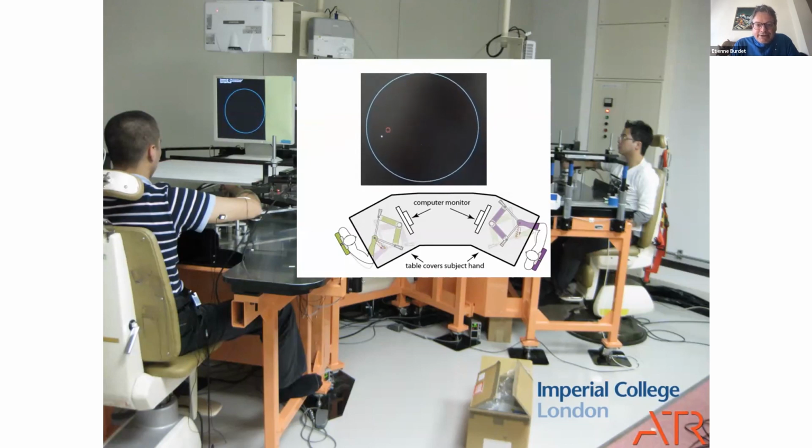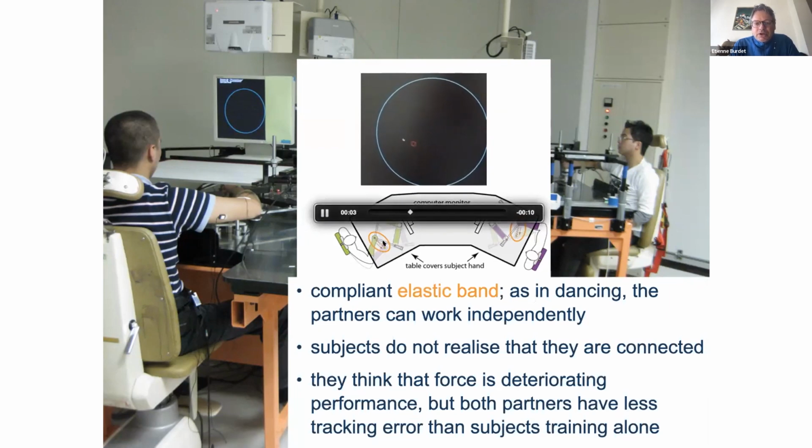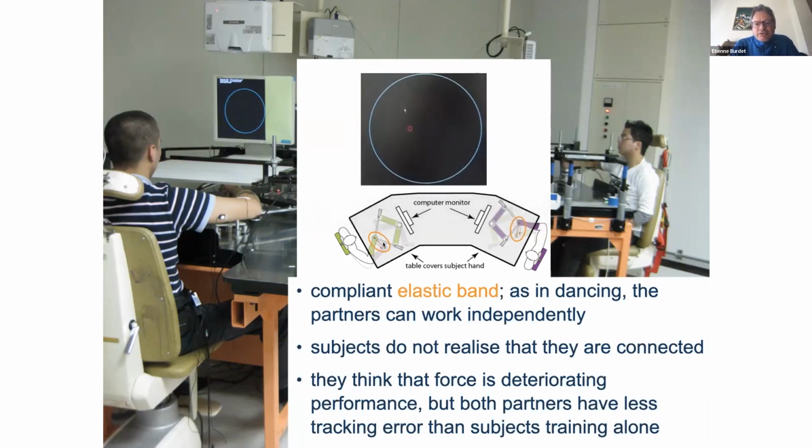They have to track this red target with a cursor, the white cursor, which is their hand. Each is doing this. What they don't know is that in some trials, there is a connection between the two hands, like a spring between them. The two partners are connected in a way that is a compliant spring, so it cannot do the task for the other. You cannot let the other guide your movement completely; you have to do it yourself. They are connected, not connected, connected, not connected, and so on.